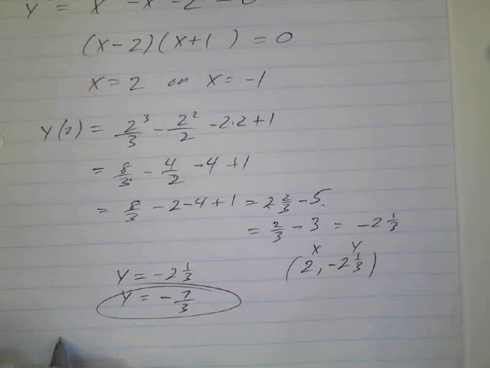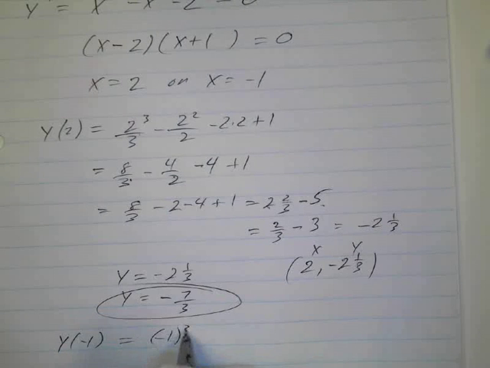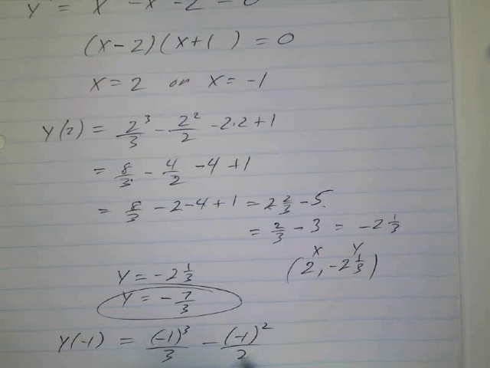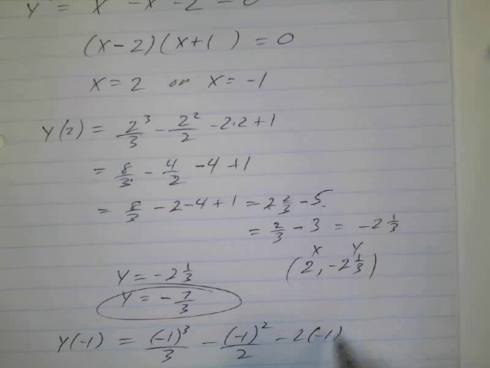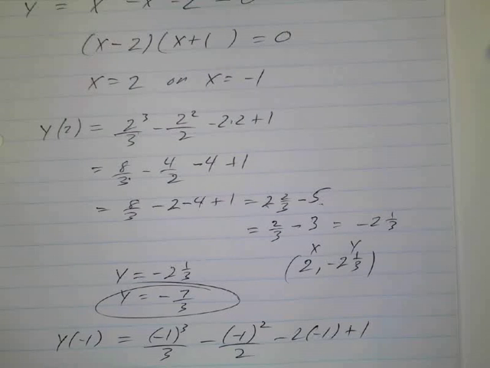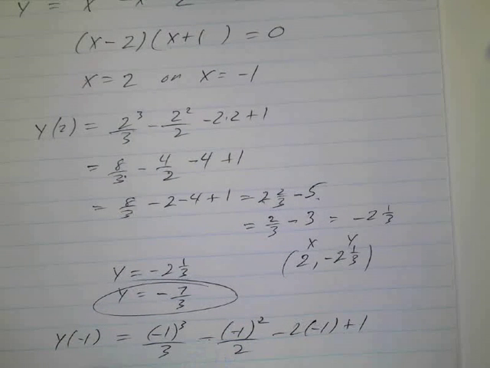And then we'll take y of negative 1, and we'll put this in. So we have negative 1 cubed over 3 minus negative 1 squared over 2 minus 2 times negative 1 plus 1. And we end up with, this isn't too bad, this is negative 1/3. That's going to be positive 1, so negative 1/2.